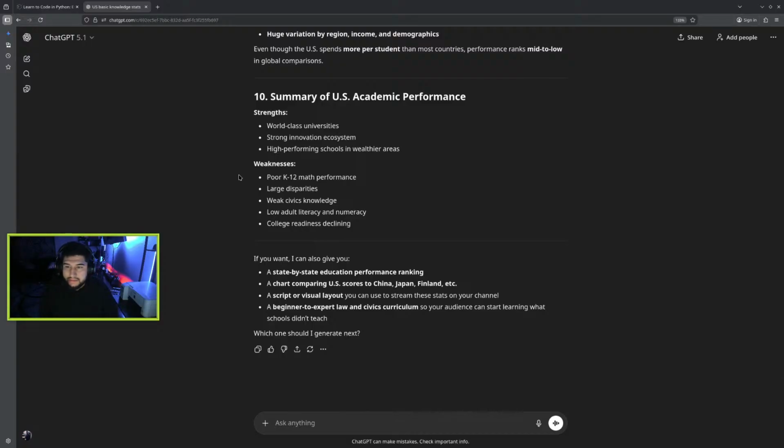Anyways, weaknesses: poor K through 12 math performance. I believe it. Large disparities. Believe it. Weak civics knowledge. I believe it. Low adult literacy and numeracy. I believe it. College readiness declining. Well, of course.